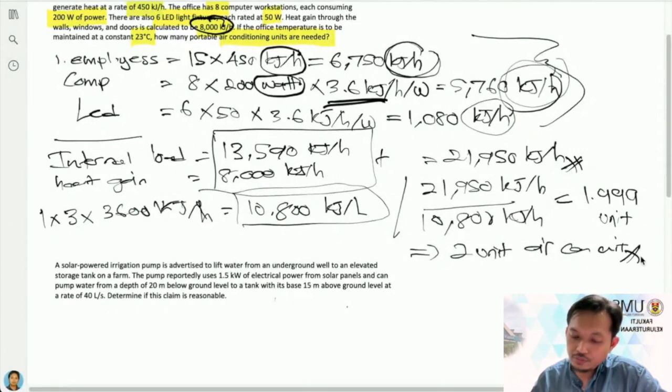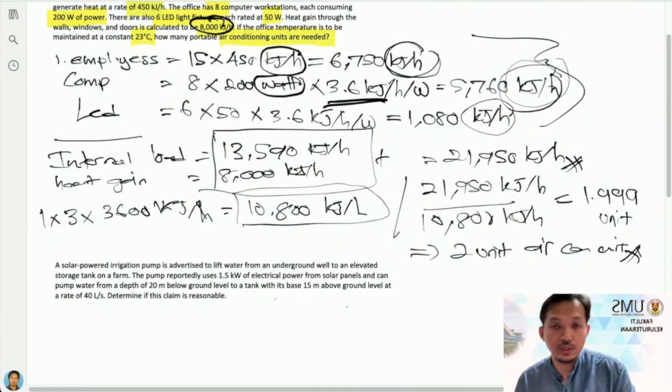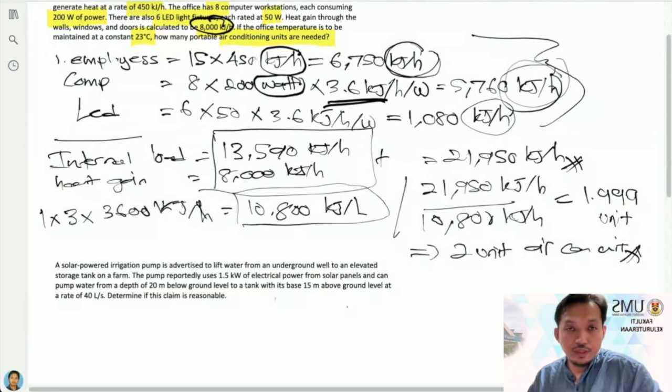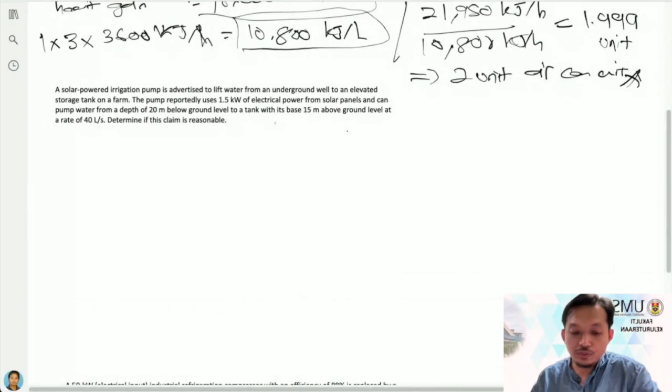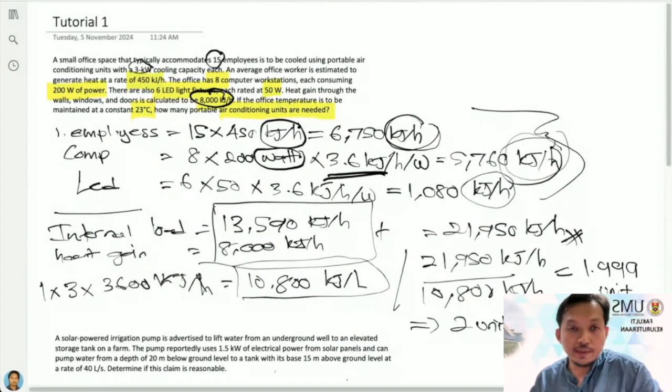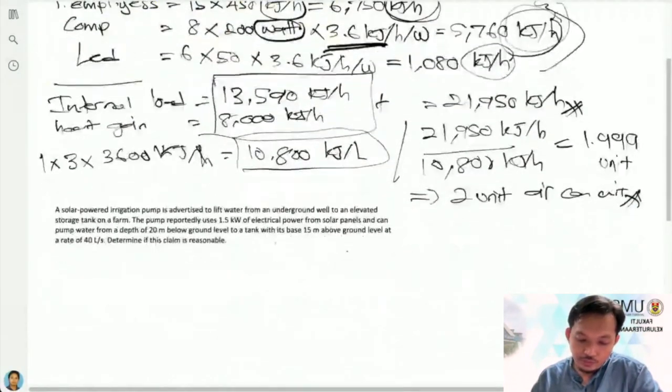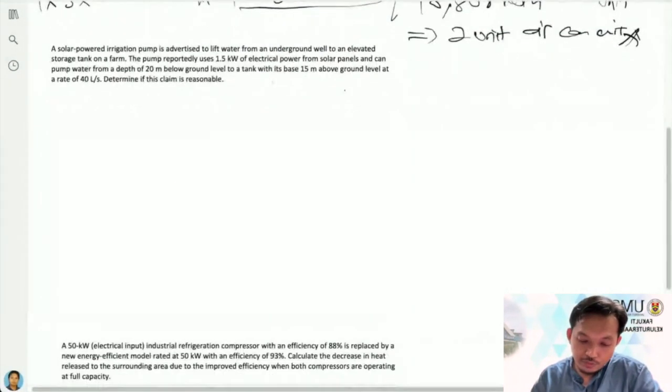Okay, so quite straightforward in this case. You simply calculate the internal load, then calculate the heat gain, and after that you divide by the capacity of the aircon unit, right? That should conclude question number 1. Later you can review. Right. Next, we go to question number 2.